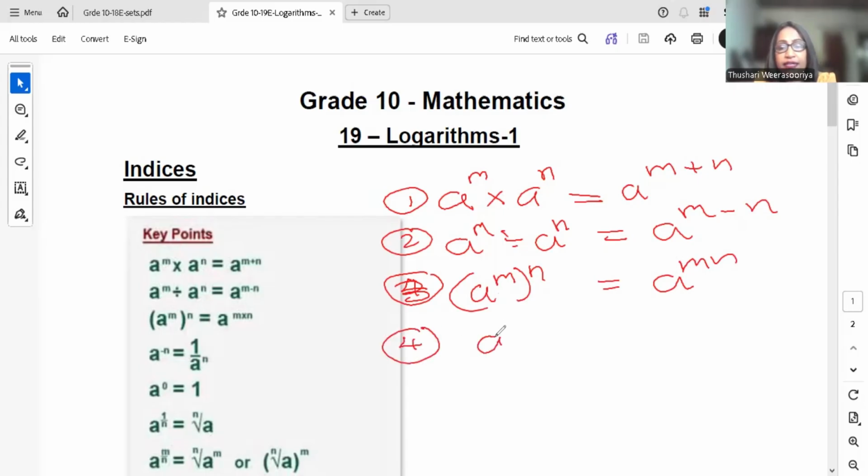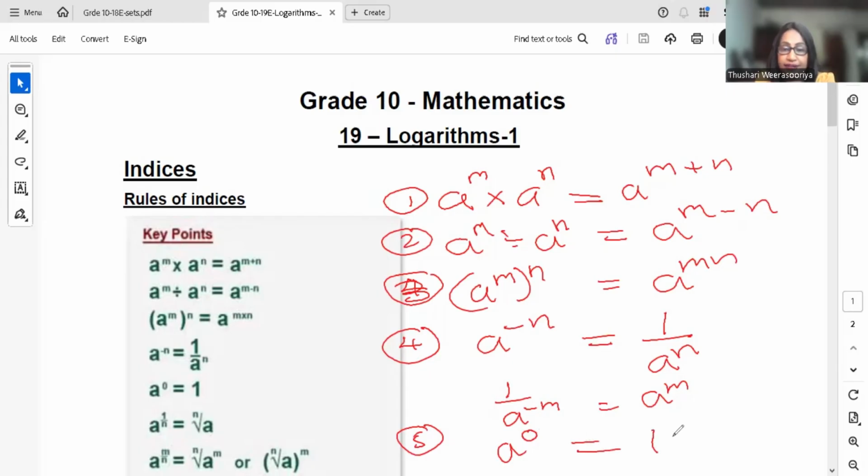Next one, when you have a negative index, how to convert into positive index? 1 over a to the power n. Or if it is at the denominator, you take it up. Always make the number opposite, then you will get the positive index. The fifth rule is a to the power 0. Any number with 0 index, the value is 1. Those are the main rules of indices. We'll move to the other part.